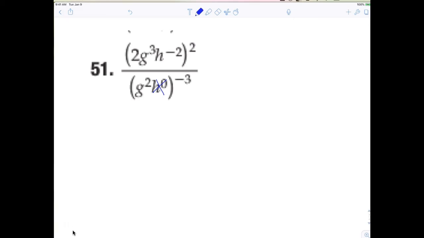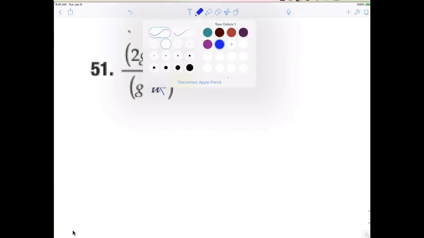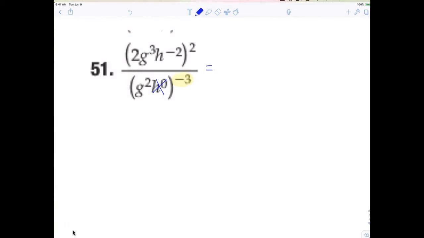I think that's helpful. Now, I'm looking at this big negative 3, which again means I have to move that quantity up to the top. All right, so let's take a look now. Equals, and you don't have to write the original down if you don't want. But you write the first step. The first step is fraction bar. Now I'm going to leave 2g cubed h negative 2 squared times g squared cubed.